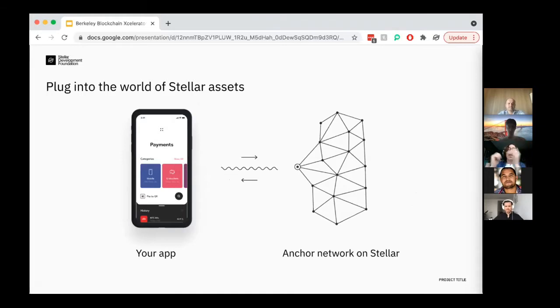Now, you may be thinking, hang on, I'm not a regulated financial institution. Like, what can I do with Stellar? So the beauty of Stellar is that you don't actually have to issue an asset to build on it. You can, and some of the projects here today do, but you can also build an app that offers users access to the assets other organizations issue.